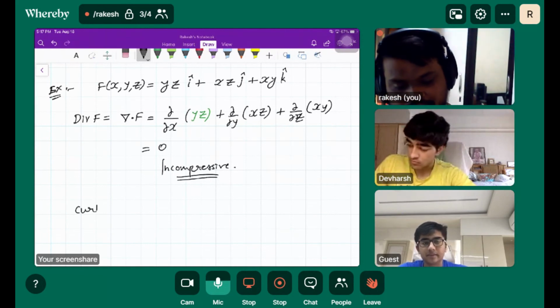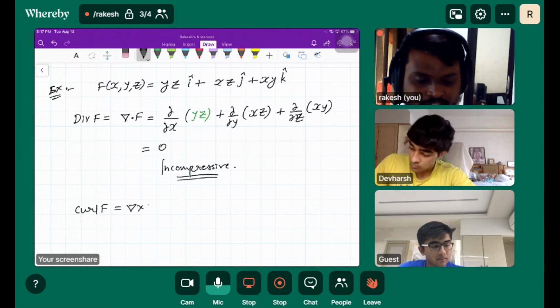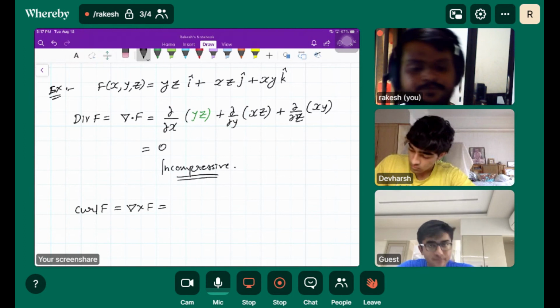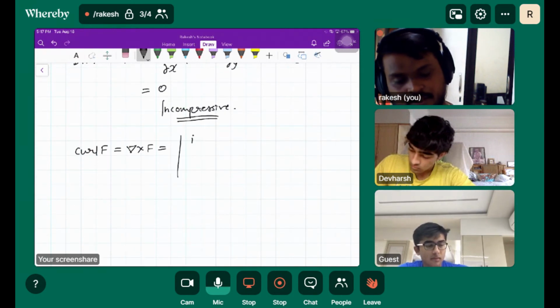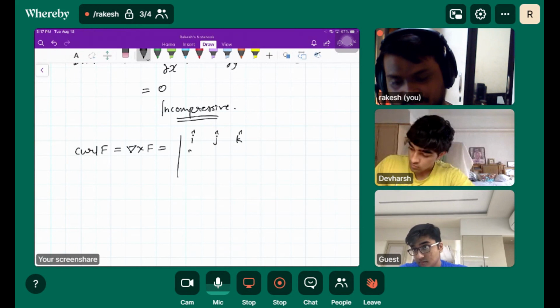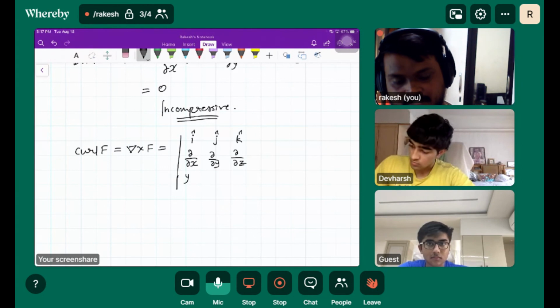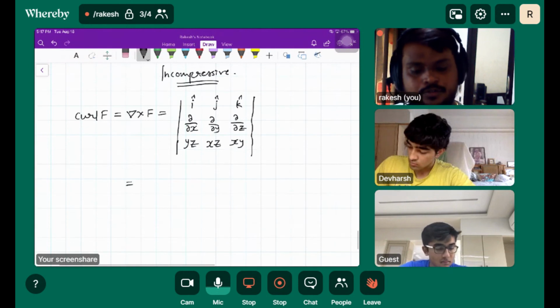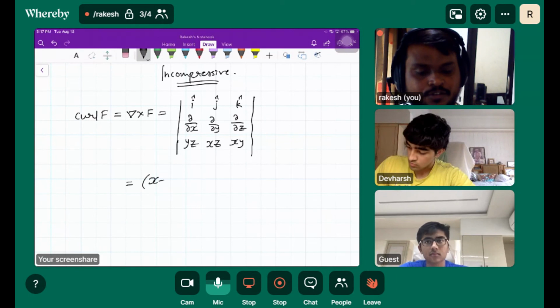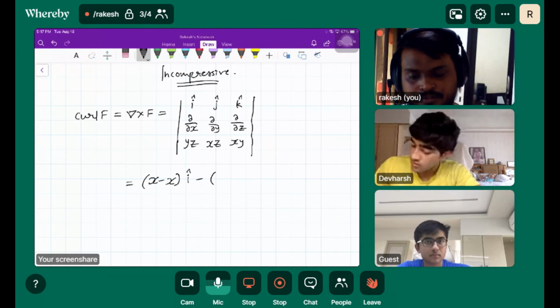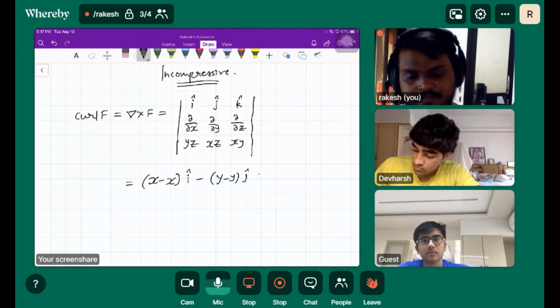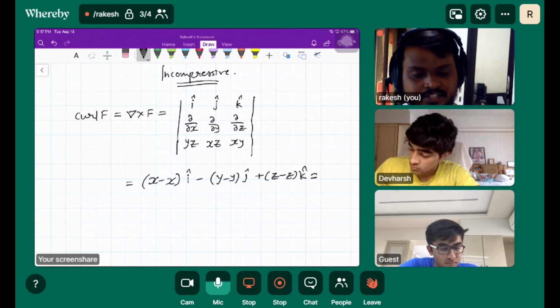Okay, let's find out curl of f. So del vector product with f. So i cap, j cap, k cap, del upon del x, del upon del y, del upon del z, yz, xz, xy. So partial derivative of xy with respect to y is x, minus partial derivative of xz with respect to z is x again, i cap. This minus this, you got 0. Then y minus y, j cap, plus z minus z, k cap, which is 0.